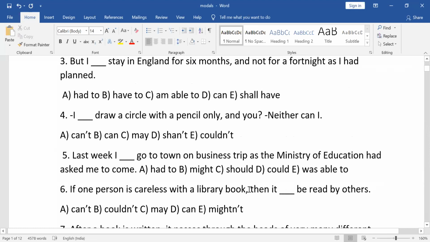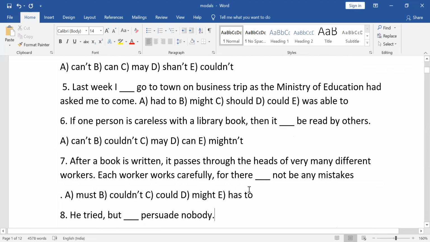Okay, see the fifth one. Last week, I dash go to town on business trip as the Ministry of Education had asked me to come. Last week, had to go, might go, should go, could, was able to go. Compulsion in the past, had to.